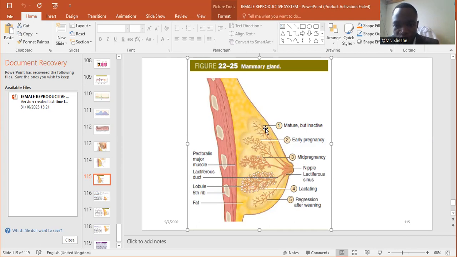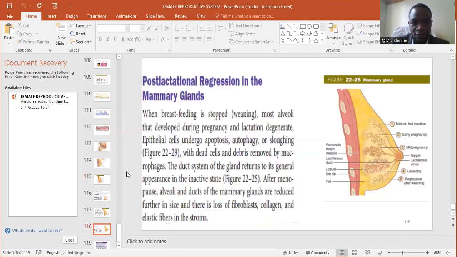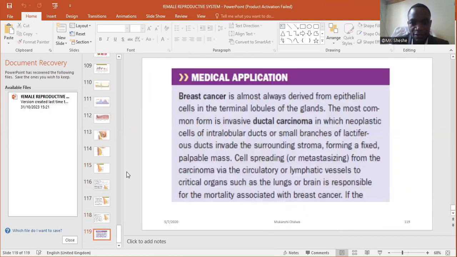So the difference between this one who is younger and this one who is older, even though both have little gland, few lobes: the younger one has more fat there. The older one has more collagen fiber. That's how you differentiate them. The text is there. You can read for yourself. Otherwise, this is all about breasts.